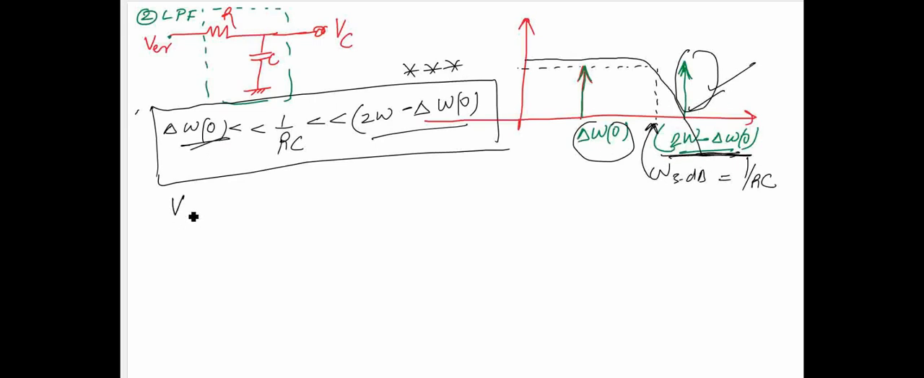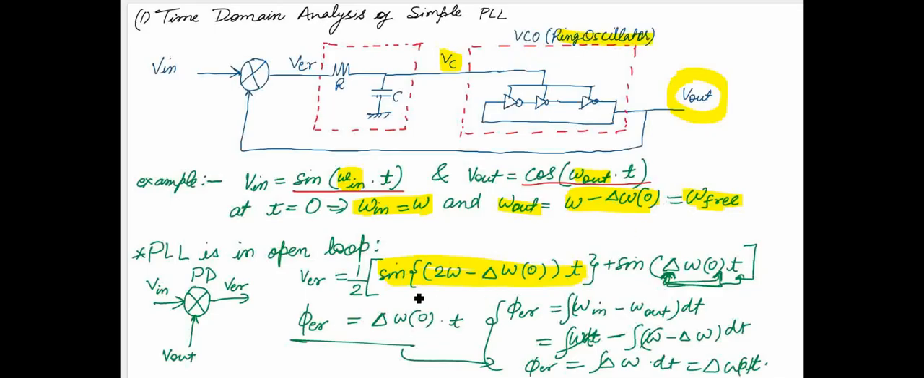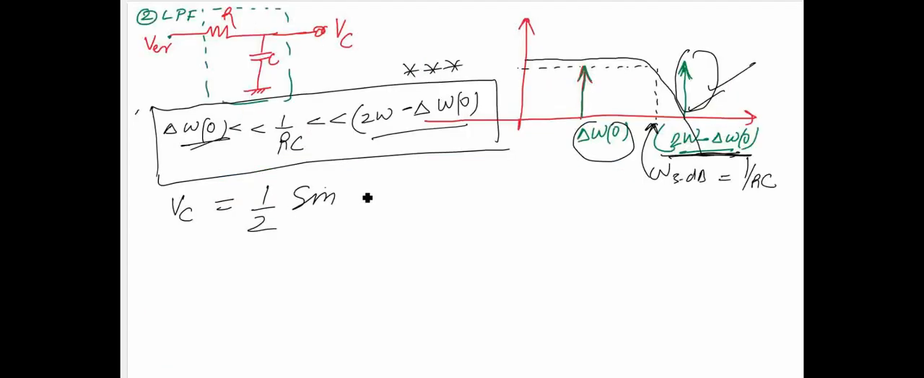And what do you get at VC? VC will be 1 by 2 after rejection of this term. Okay, you will get this and multiplication with this. So it is 1 by 2 sine del omega 0 t. So this is VC. So now let's go to the VCO.